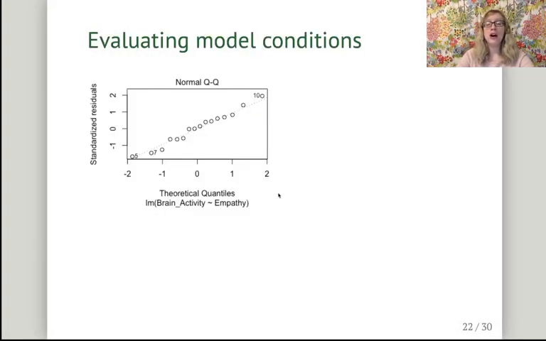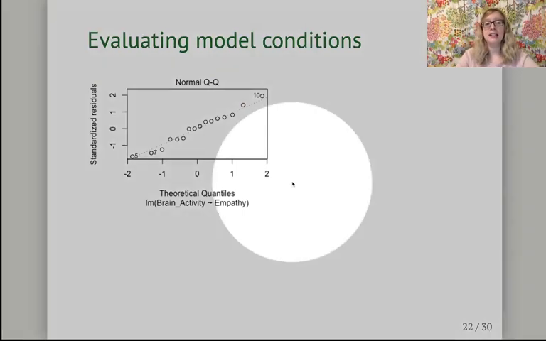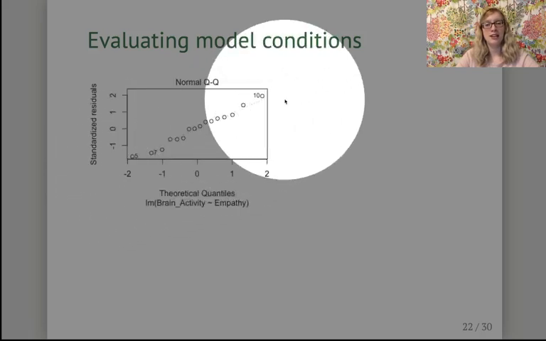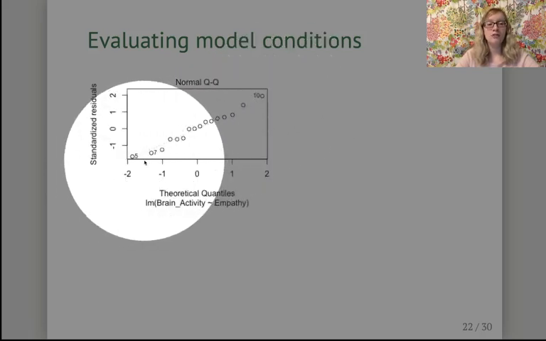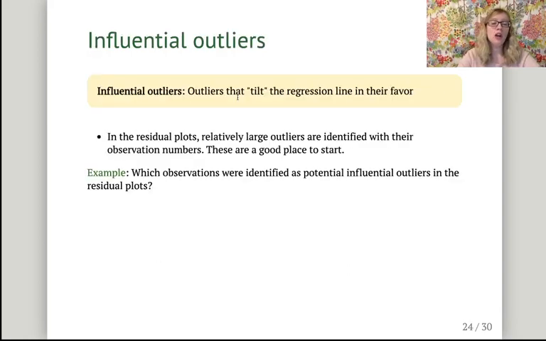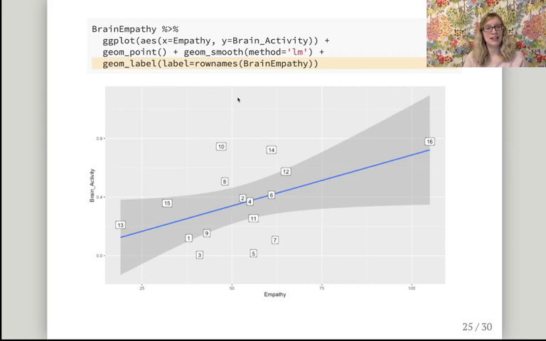Now, what R will do automatically in these residual plots is number or write the observation number of these observations with the highest standardized residuals. So observation 5, 7, and 10 have the highest standardized residuals. They might be ones that we'll be concerned about. We might also look for influential outliers. So are there outliers present that might tilt that regression line, bring that regression line close to them? So the observations that we've identified as potential outliers are 5, 7, and 10. Let's look at these in the data.